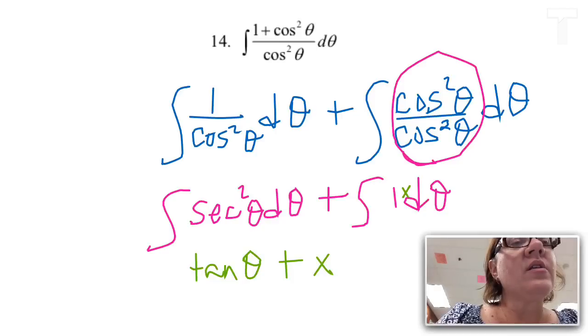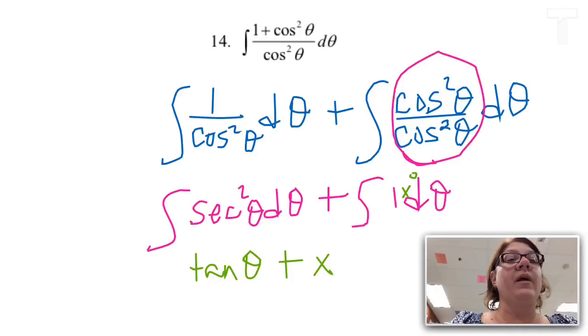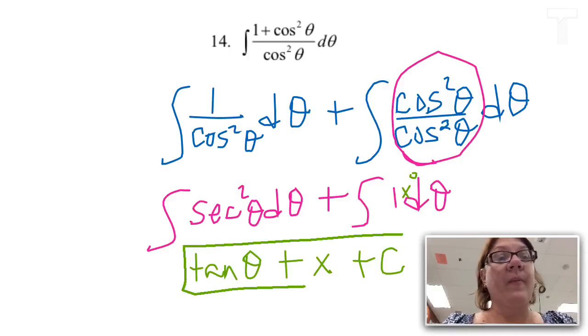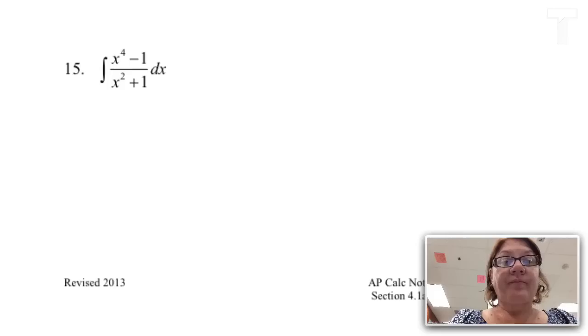Think of this as x to the 0, and so I'm powering back up, x to the first over 1, even though I don't write that. See, so I'm going to erase that silliness. And then don't forget your plus c. So easy. And last but not least, got any thoughts on this one?